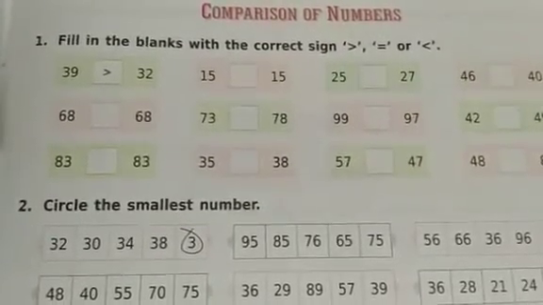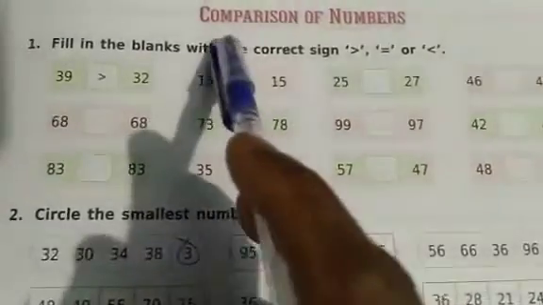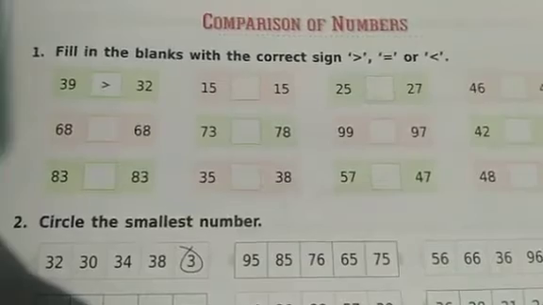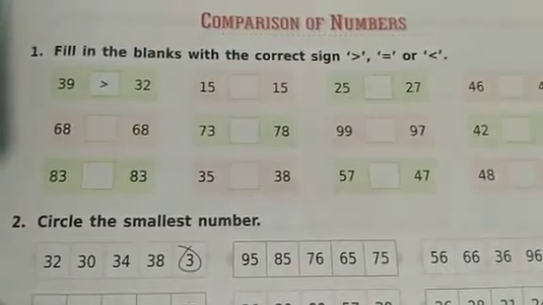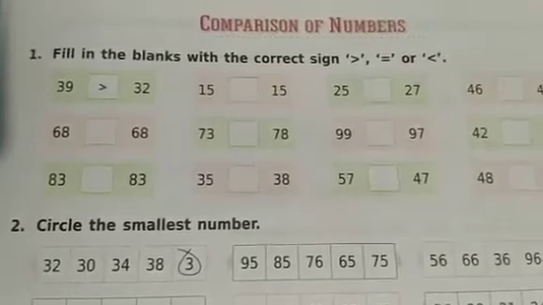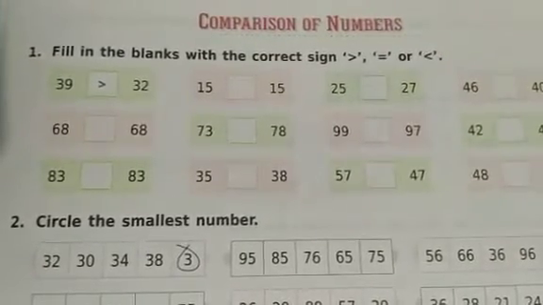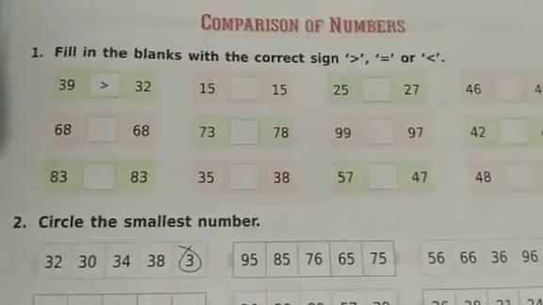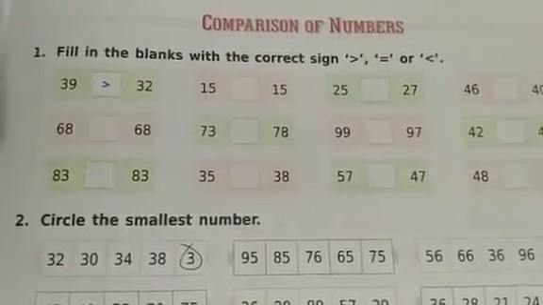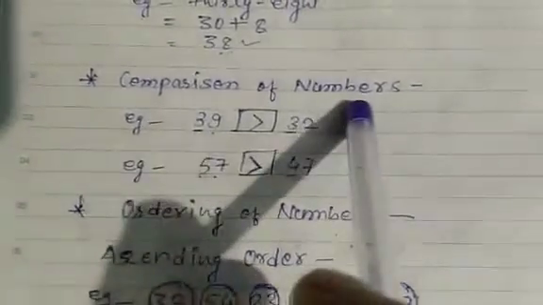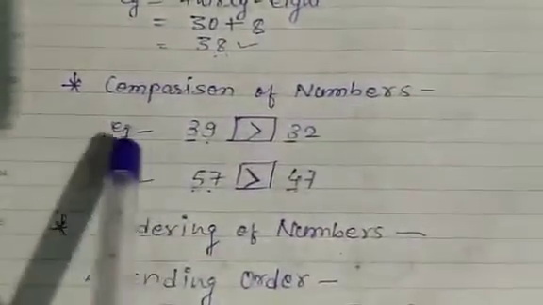Today we will discuss the topic, comparison of numbers. Comparison of numbers means we will compare two numbers to see which is greater or which is smaller. I am giving some examples so you can look at your copy and understand. Okay, I am giving some examples.